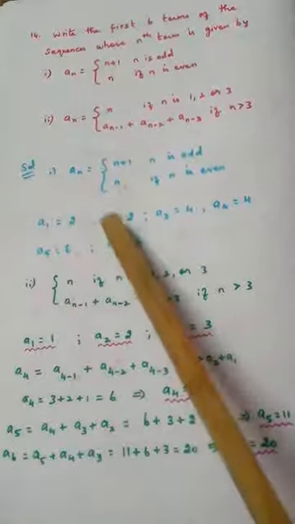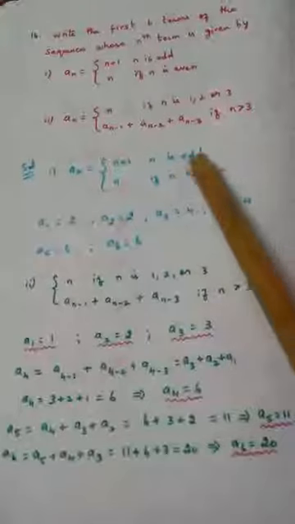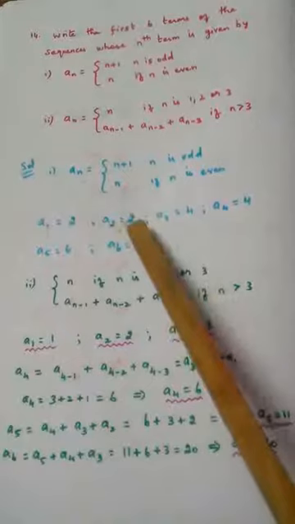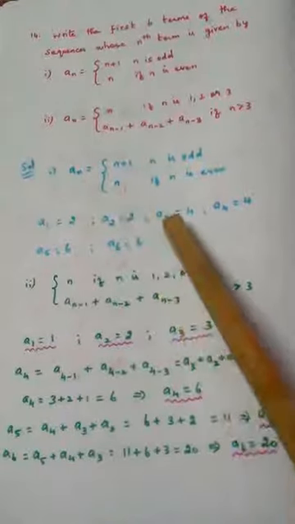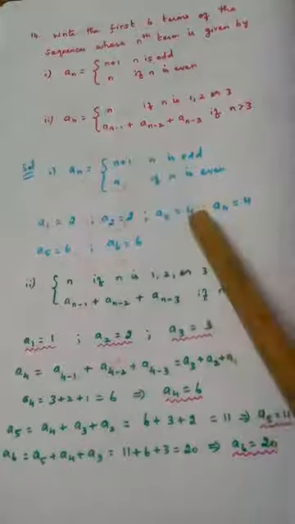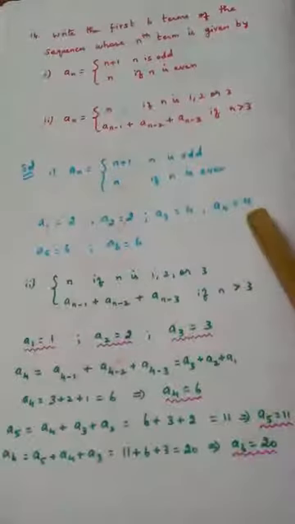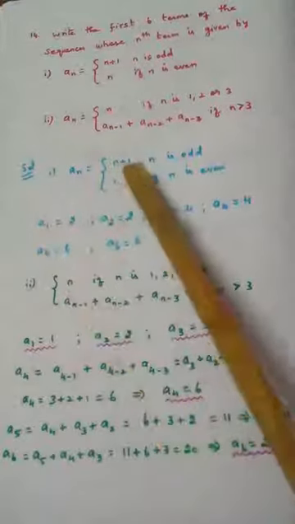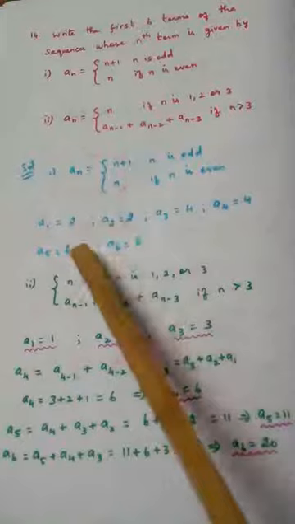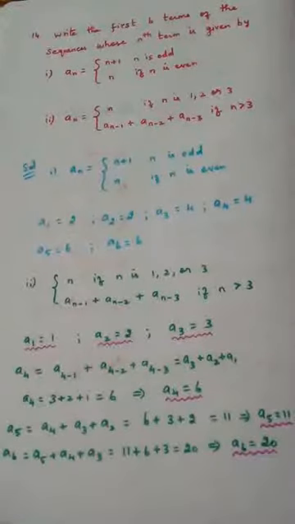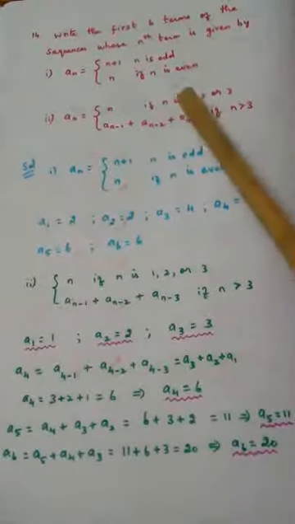a2. 2 is an even number, so I have to use the second formula. In place of n you put 2. So 2 comes. a3. Odd number, so 3 plus 1, 4. a4, the fourth term. n is even here, so use this formula. In place of n put 4. a5. 5 is an odd number, so 5 plus 1, 6. a6. 6 is an even number. Use this formula, 6. So we have found all the 6 terms. First 6 terms we found out. Now we will take the second subdivision.